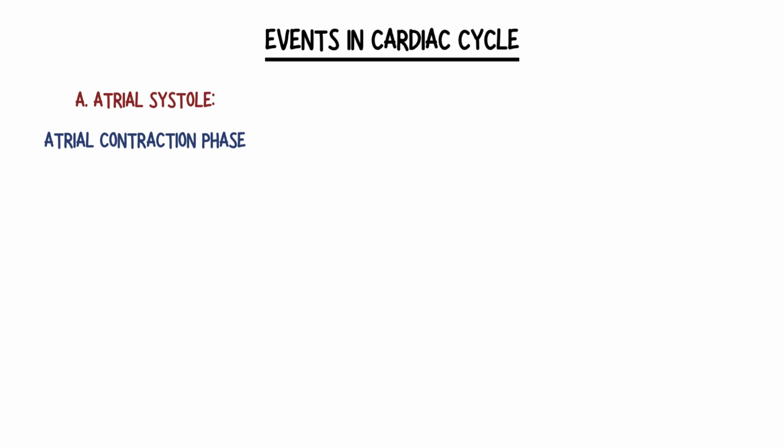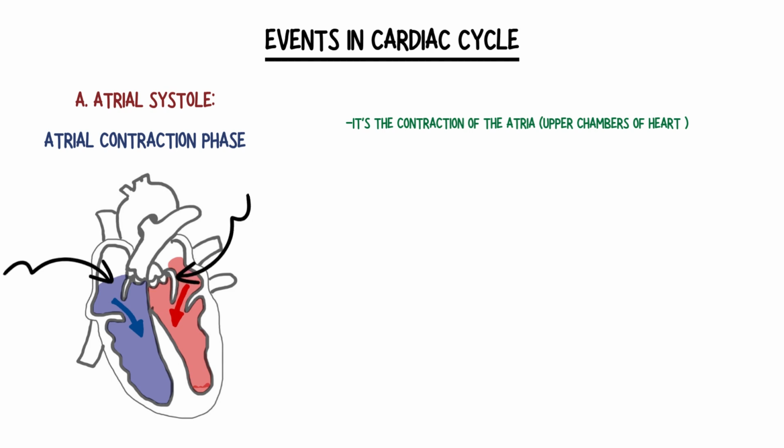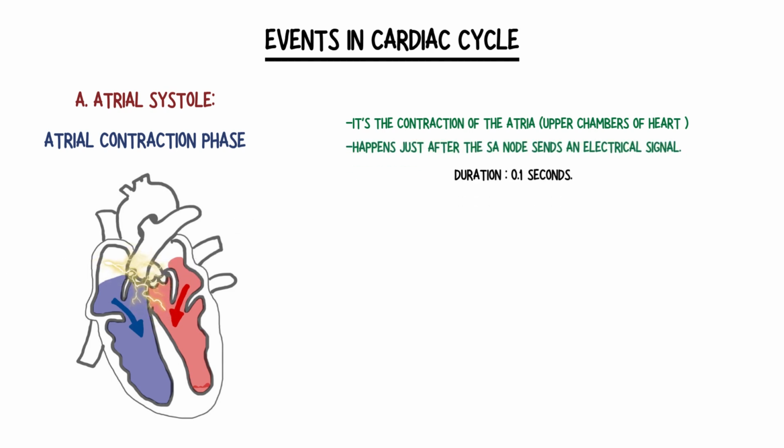Events in cardiac cycle. Atrial contraction phase. Let's look at what happens during atrial systole, the first part of the cardiac cycle. Atrial systole means the atria, the 2 upper chambers of the heart, contract. This happens right after the SA node, the heart's natural pacemaker, sends an electrical signal. It's a quick phase, lasting only about 0.1 seconds.